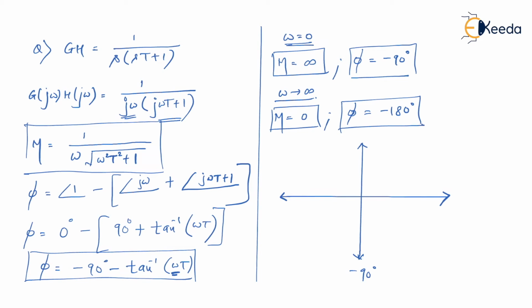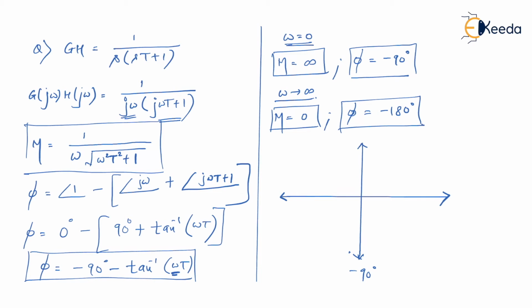Let me tell you, when the magnitude is infinity, somewhere over here you can see. Because you know what? It is really not possible for us to even show the exact value of magnitude to be infinity. But somewhere from minus 90 degree, you can say the magnitude is infinity.